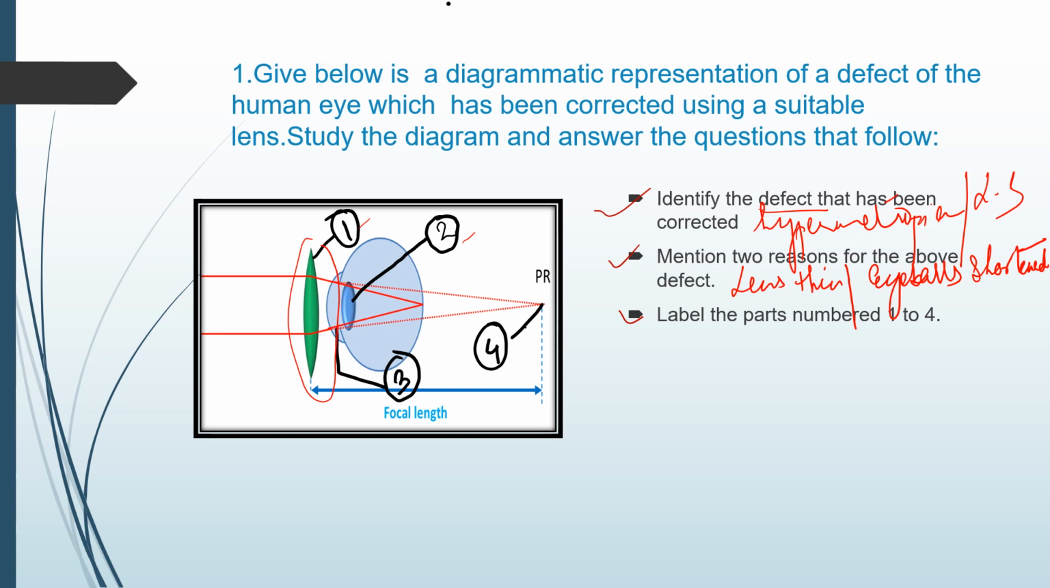Now next comes the next question. You should label the four parts. You write 1, 2, 3, 4, and you write the answers over here when you are practicing.